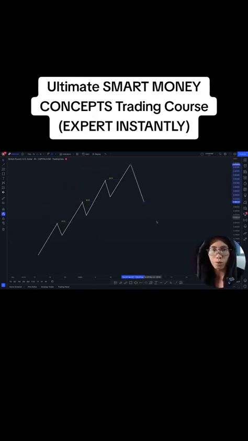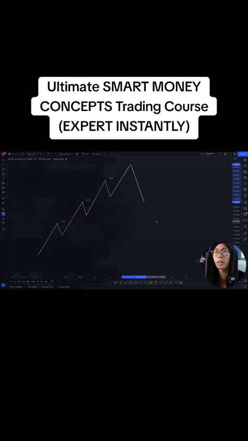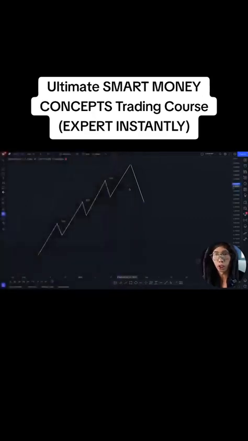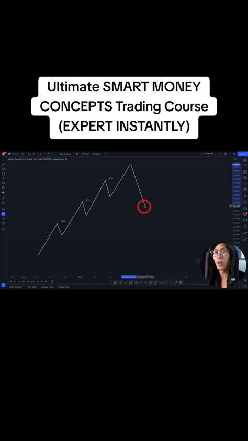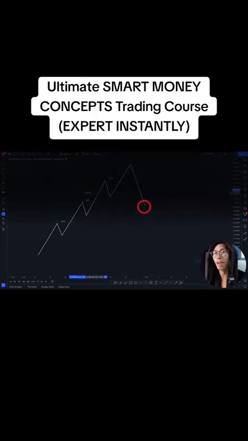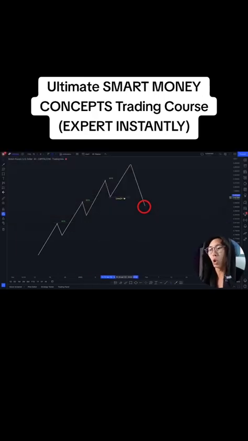At some point, price will eventually lose momentum and start reversing in the other direction. And for this reversal to be valid, price has to break the previous higher low. So this is the previous higher low, and price has to break below it for it to be valid. Once this move has happened, this is what we call the CHoCH, or a change of character.